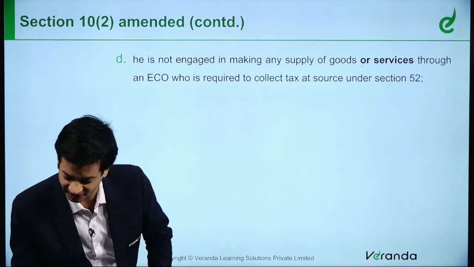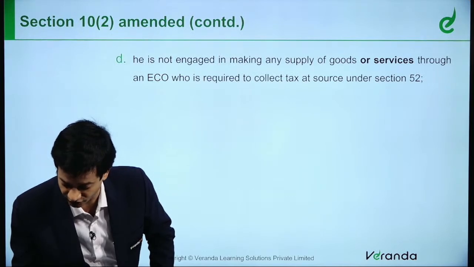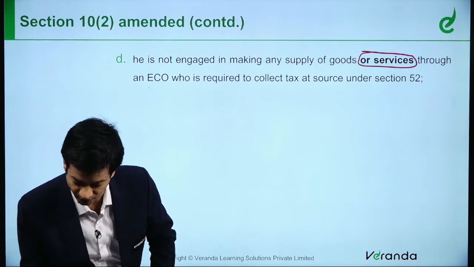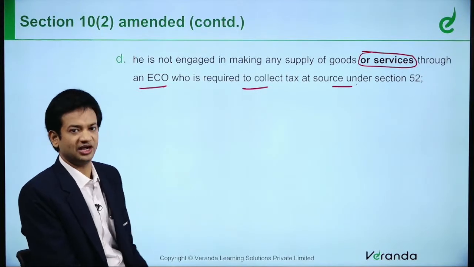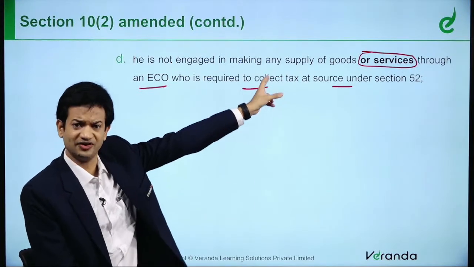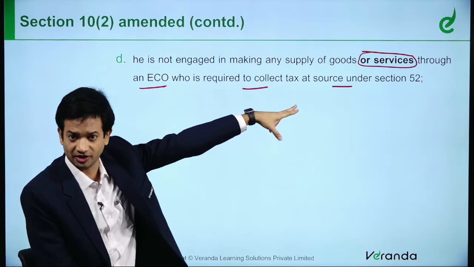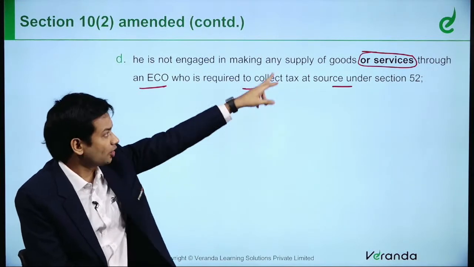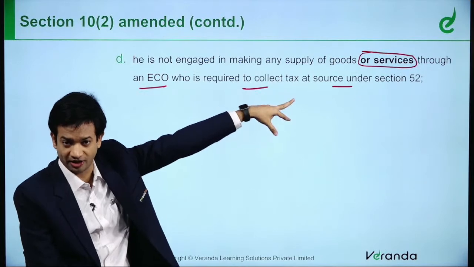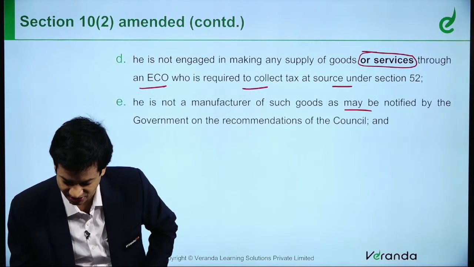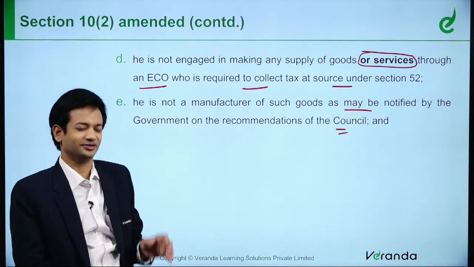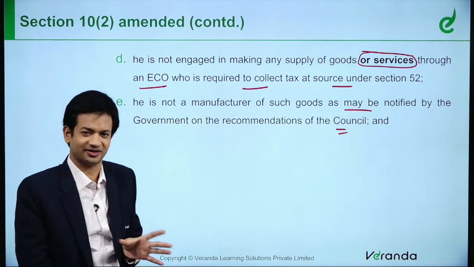He is not engaged in making any supply of goods or services through an e-commerce operator who is required to collect tax at source. So earlier, pre-amendment, if I supplied goods to an e-commerce operator, I was eligible. But if I make supply of service through an e-commerce operator, I am not eligible under this scheme. He is not a manufacturer of such goods as may be notified by the council. So as I said, nothing much in this section.